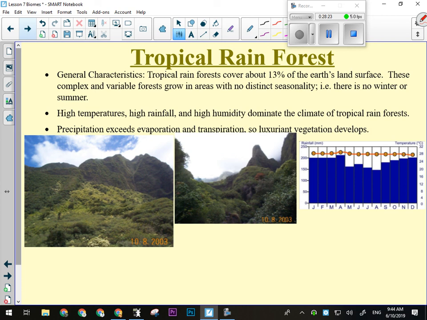All right, so the general characteristics of the tropical rainforest are that they cover about 13% of the Earth's land surface, a number that is unfortunately dwindling. There's a lot of deforestation going on in the tropical rainforest, not so much for lumber, but a little bit, mostly for agricultural purposes. The people there are clearing the rainforest and then trying to grow crops.